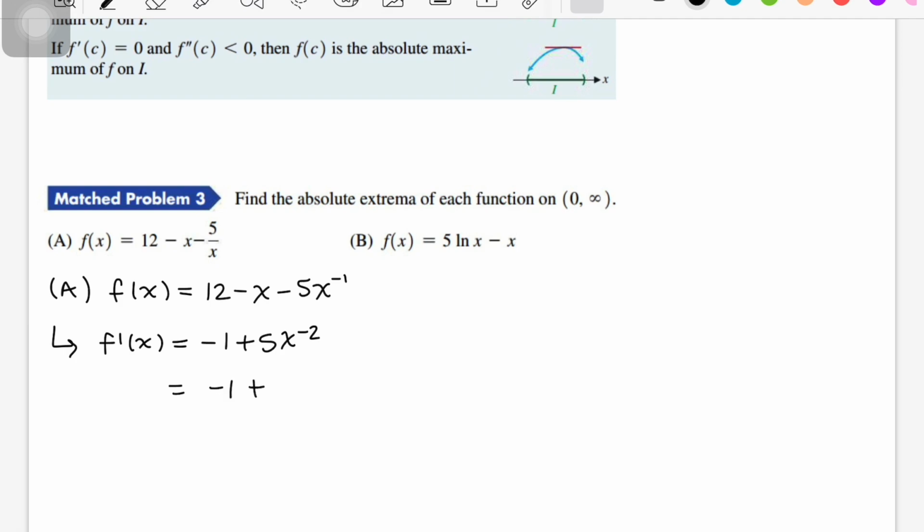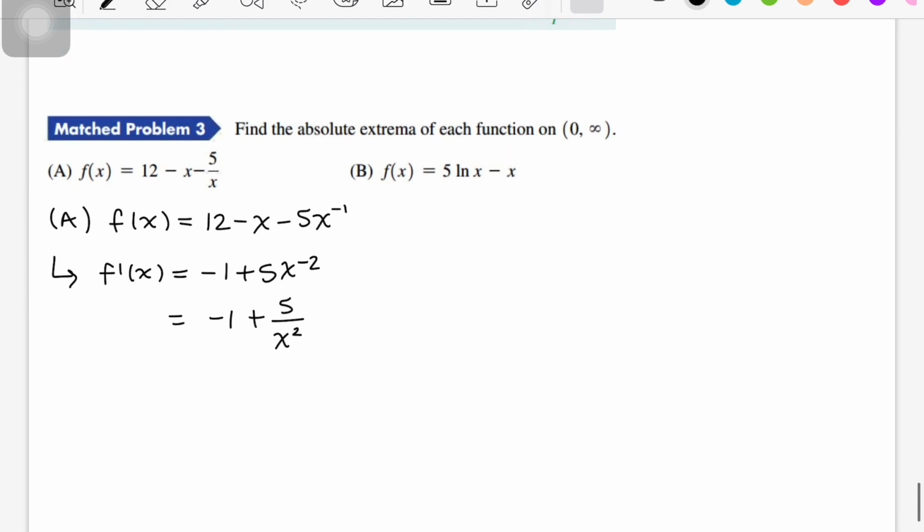This gives us this here. All right. And then another way to write this will be minus x squared plus 5 all over x squared. You just combine those two with a common denominator.